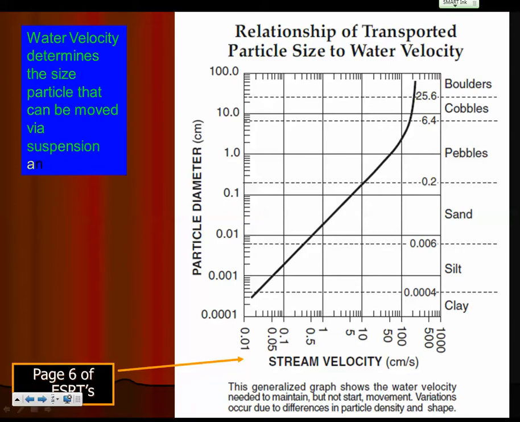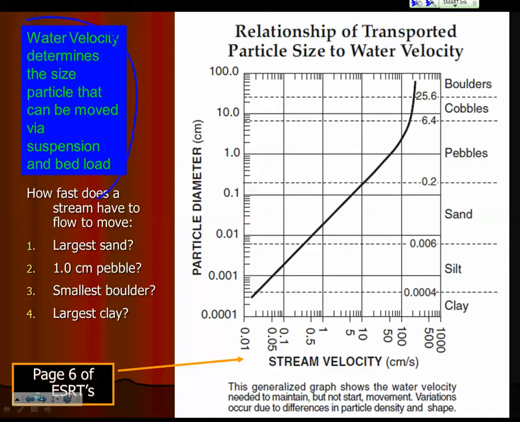All right, now this chart is in your reference tables. It's on page 6 in the upper right. And what this chart represents is the relationship of transported particle size to water velocity. And over in the blue box here, you can actually see water velocity determines the size of particles that can be moved via suspension and bed load. So we got some questions here. First question says, how fast does a stream have to flow to move the largest sand?